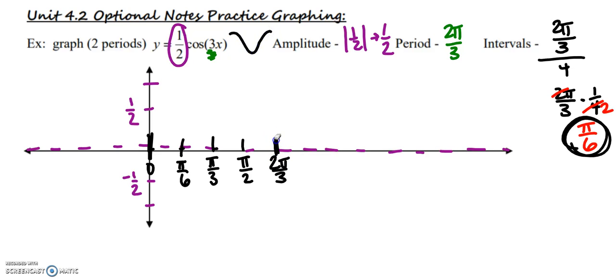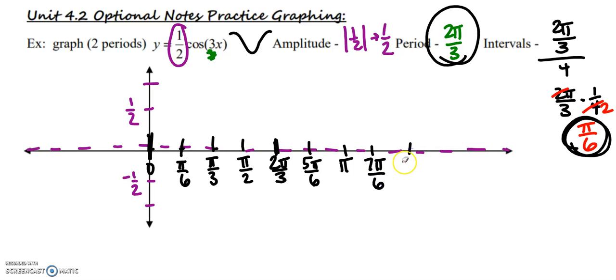I magically ended counting by pi over 6's at 2 pi over 3. It's nice, and that all works out. So that was 1 pi over 6, 2 pi over 6, 3 pi over 6, 4 pi over 6, and 5 pi over 6, 6 pi over 6, 7 pi over 6, and 8 pi over 6. Another 2/3 pi away to get my next period. Undo that. Yep, took too much away. 4 pi over 3. All right, now the time to graph my cosine.